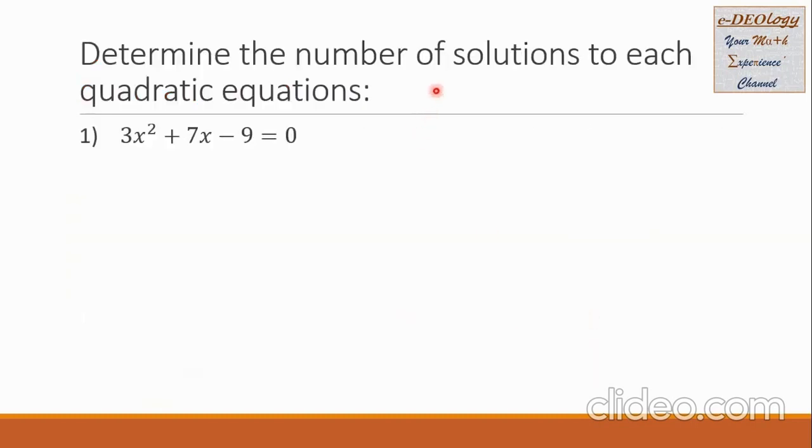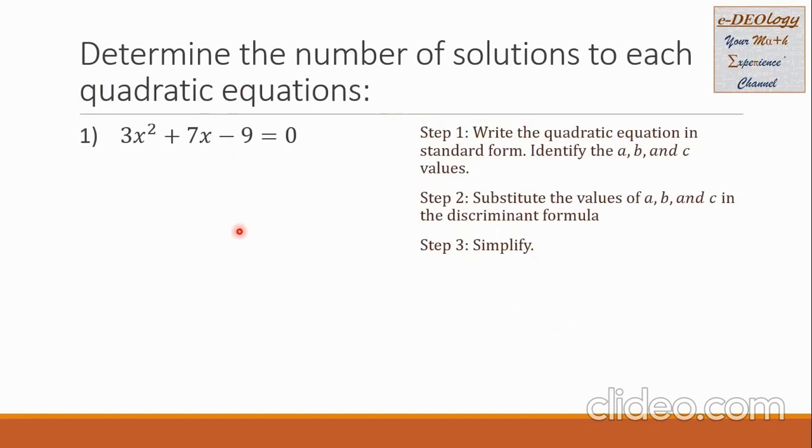Let us determine the number of solutions to each quadratic equation. This is the first one: 3x squared plus 7x minus 9 equals 0. We're going to follow these three steps. First, let us write the quadratic equation in standard form. We can see here that the problem is already in standard form.